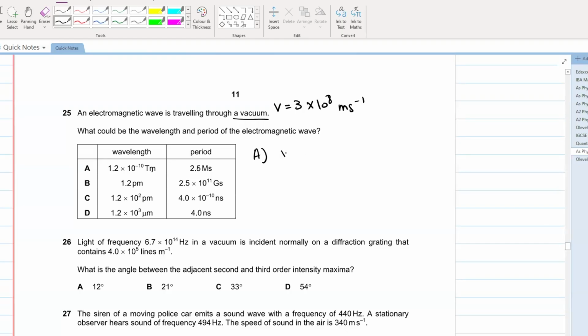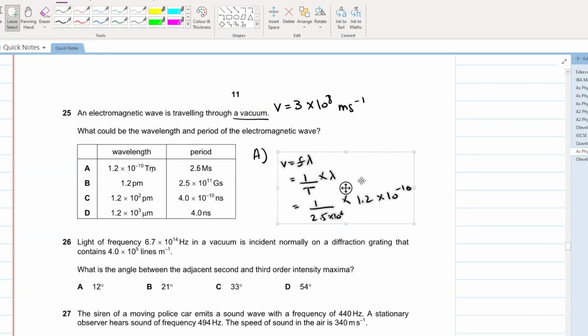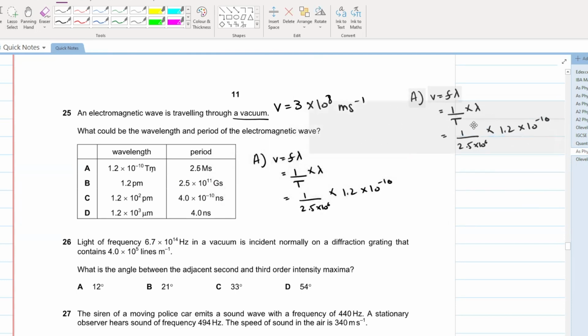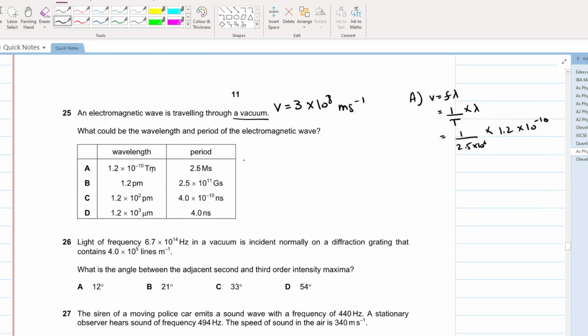Let's try out option A. V is equal to f lambda. You don't have the frequency, so what will you do? 1 over time period into lambda. What is the time period here? 2.5 megaseconds. 2.5 into 10 to the power of 6 into 1.2 into 10 to the power of minus 10. So this will not be my option. I can see right off the bat this cannot be my option. No, no, no. This is not my option. Let's try out option B. You can also put this in the calculator, but I can see without putting it into the calculator, this will not be my answer.